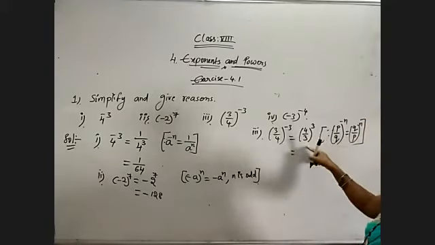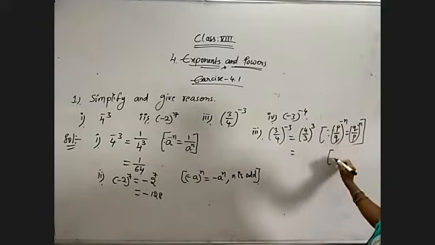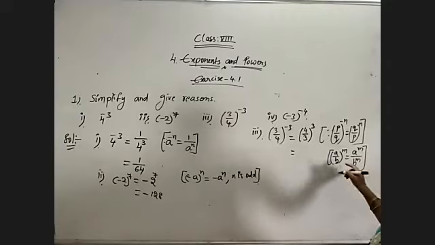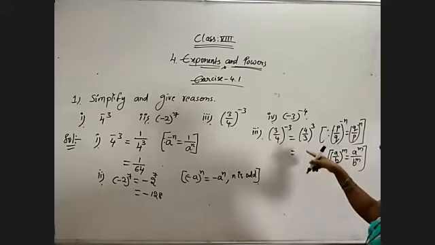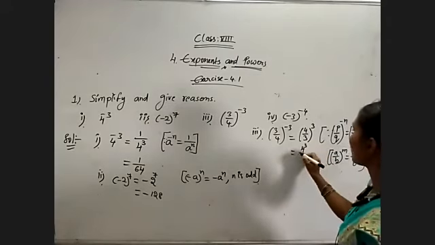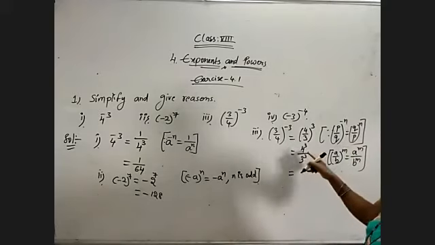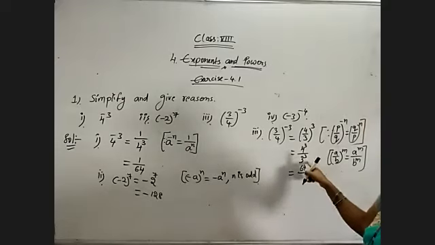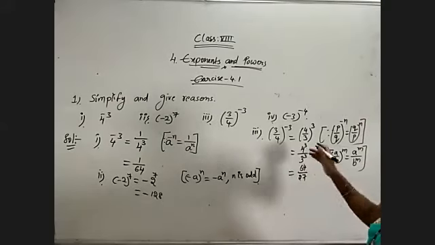Now simplify this. This is in a by b form, given a by b whole power m. What is its simplification? a by b whole power m is equal to a power m by b power m. When combinedly given, you need to separate. If separately given, you need to combine. So here 4 cube by 3 cube. 4 cube is 64. Just now we did: 4 4s are 16, 16 4s are 64. Divided by 3 cube: 3 3s are 9, 9 3s are 27. That's all. Okay, these are the three problems.